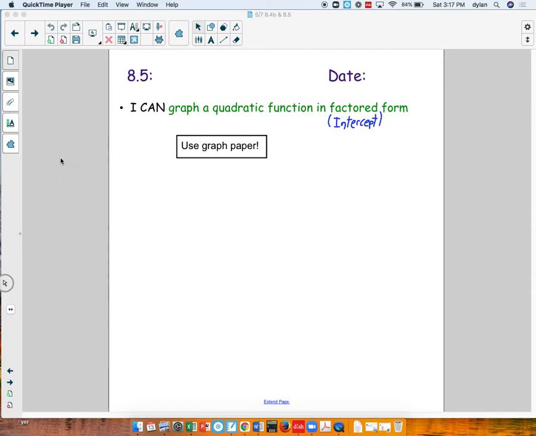So I want you to be comfortable with both names, and you might want to write both names on the top of your note sheet to remember that there's two different names for this form, factored or intercept. So take a moment, get a piece of graph paper out, and label that graph paper with the section number, the date, and the I can statement. And then resume the video as soon as you're ready.